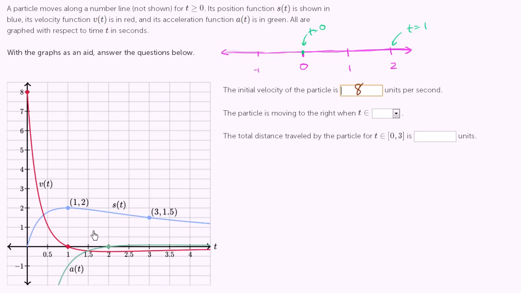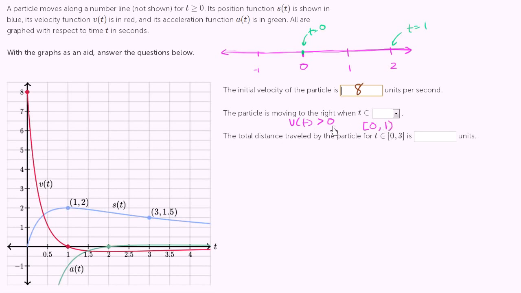Well, when are we moving to the right? We already went over that. There's a couple of ways to think about it. We're moving to the right when v of t is greater than 0. When v of t is less than 0, we're moving to the left. When v of t is equal to 0, we're stationary. So when is v of t greater than 0? Well, it's between t being 0, velocity is definitely positive, all the way to t is 1, but not including t is 1.